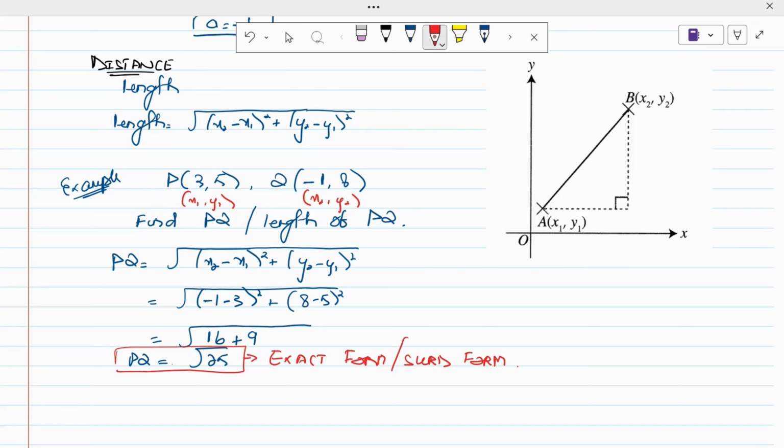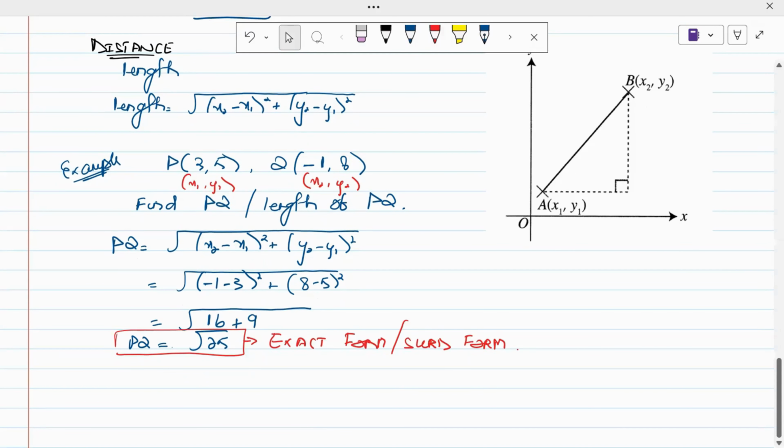But here in case of this particular question, we know that 25 is a perfect square. So we can find the exact value here. So it would be square root of 25, which is 5 only. So here in this case, you cannot expect the answer to be in the exact form. Why? Because under root 25 is a perfect square and you can find the root of it. So PQ is 5 units.